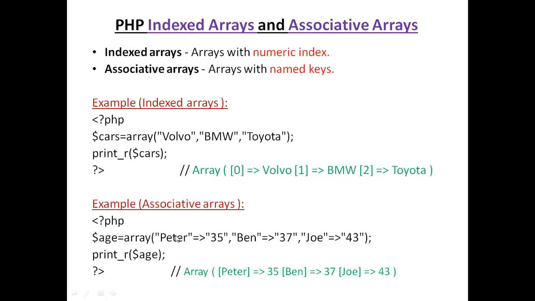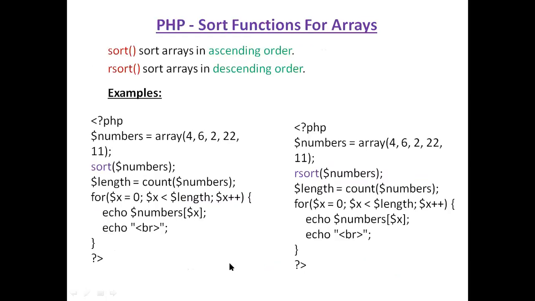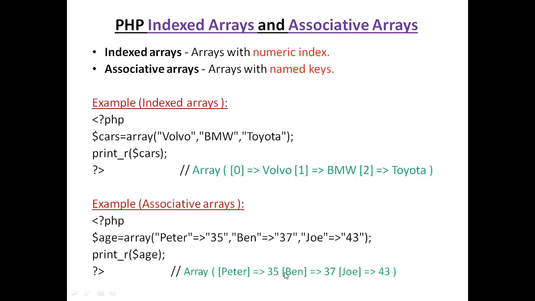And here you have the second one. Peter's age is 35. When you output these, you have Peter here and then 35. Then 37 is here. They say that Ben's age is 37, Joe's age is 43. So for index arrays, you have a numeric index here, 0, 1, 2, and so on. And for associative arrays, you have a name key instead of 0, 1, 2. These are the two different types you have to understand.